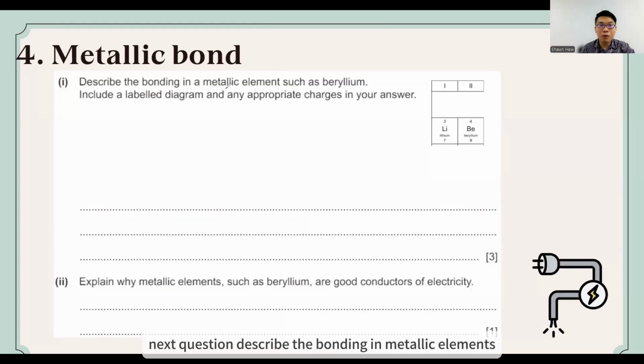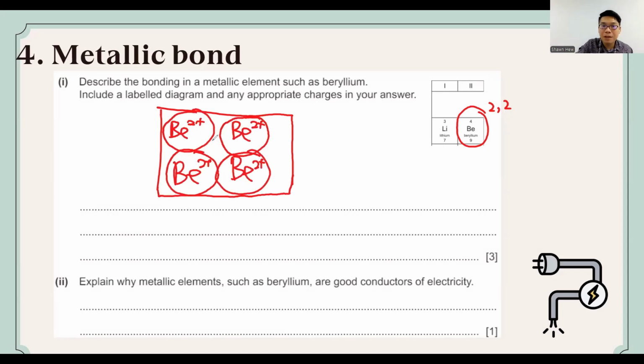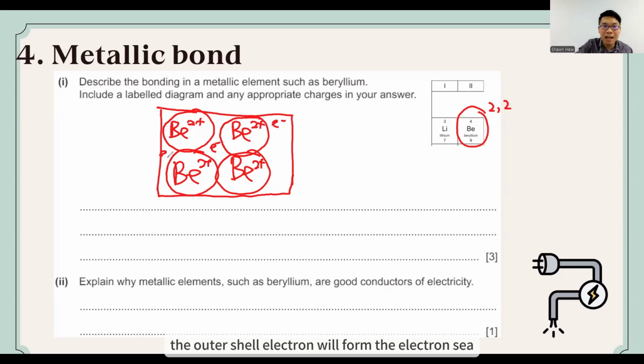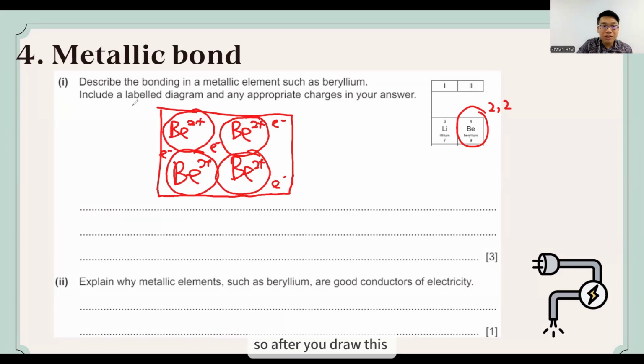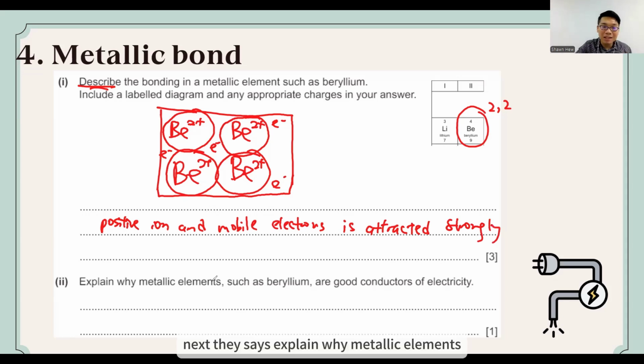Next question, describe the bonding in metallic elements such as beryllium. See from the periodic table, with 2,2. The outer shell electrons will form the sea of electrons. This is how the metallic bond structure shows. After you draw this, you also need to describe the bonding. So the bonding is between the positive ions and mobile electrons, which are attracted strongly. Next, they say explain why metallic elements such as beryllium are good conductors of electricity.